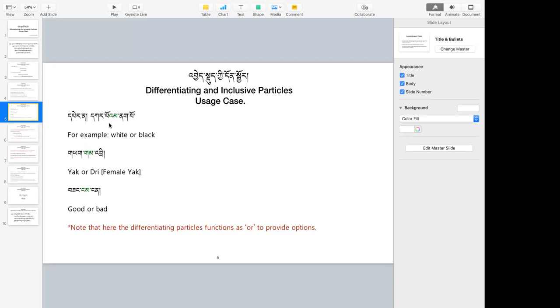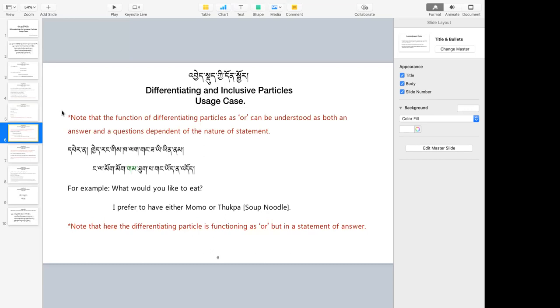So here, instead of comma as a punctuation, in cases where they are only showing the different subgroups, definitely it functions more like a comma. But in this particular case, we see that instead of functioning as a comma, it functions more as or. So therefore, the differentiating particle functions as or, where an option is being provided.